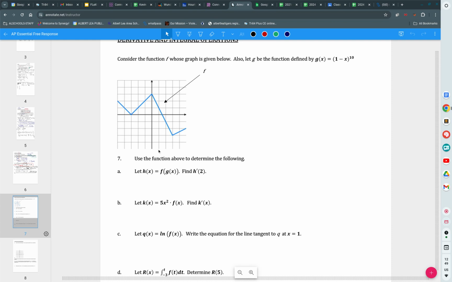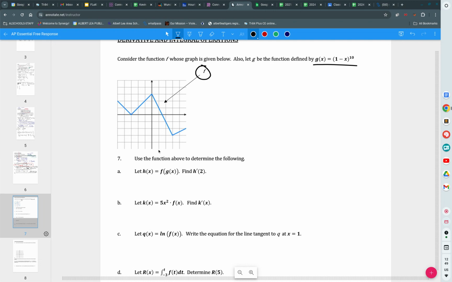Sometimes you're given a free response question that just has a sampling of all sorts of derivatives, integrals, or operators. And you've got to be able to work through that. They love to give you examples that have graphs, like you see here with f, and functions that are written in algebraic form, or maybe even a table. It says consider the function f whose graph is below and g be that function. It says use the function above to determine the following.